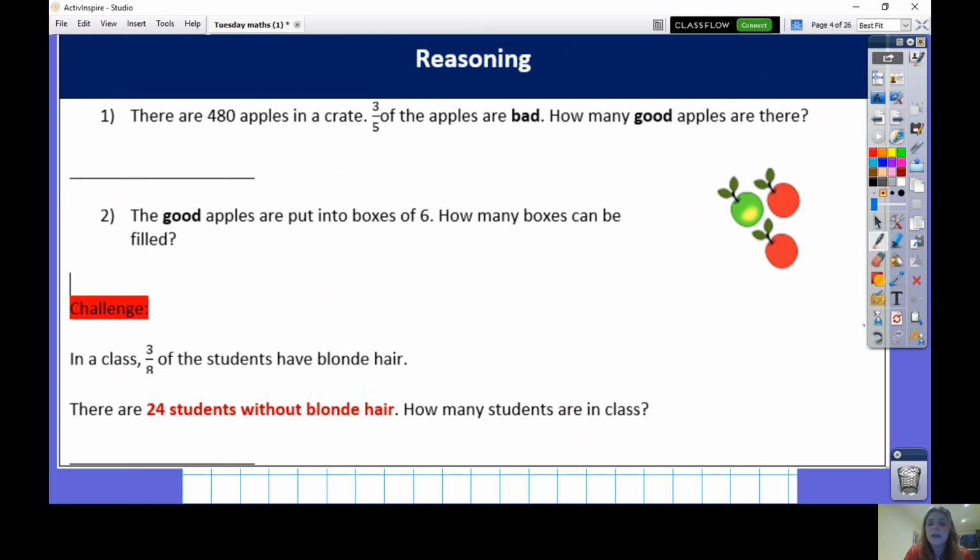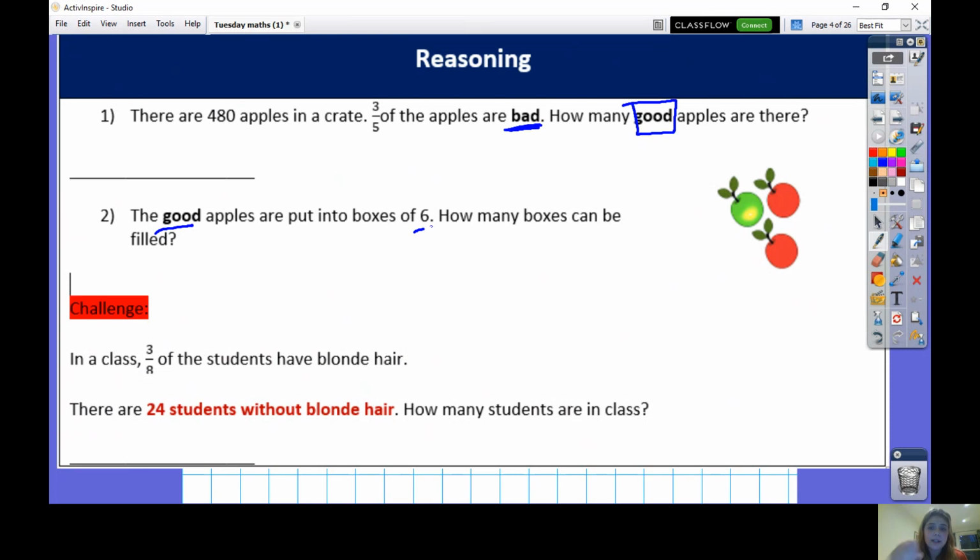I'm going to read them out to you, and then I want you to pause the video and have a go. There are 480 apples in a crate. 3/5 of the apples are bad. How many good apples are there? Giving you a big clue there. And then the good apples are put into a box of 6. How many boxes can be filled?